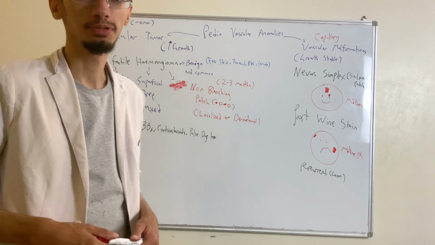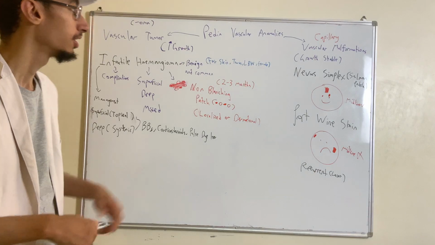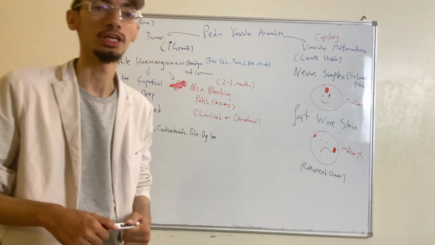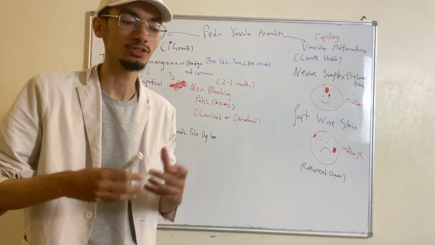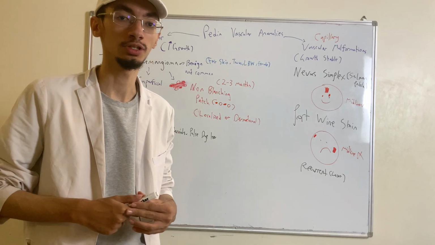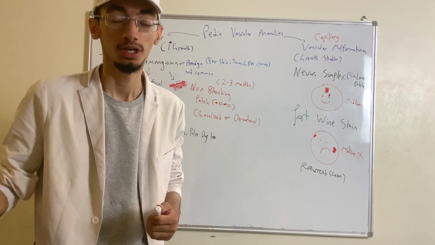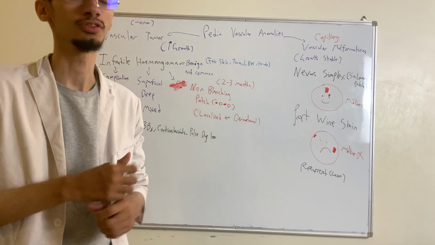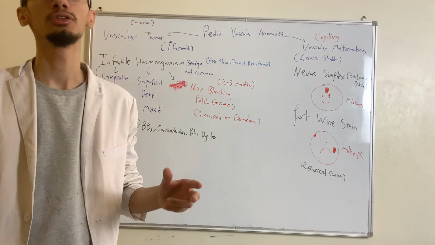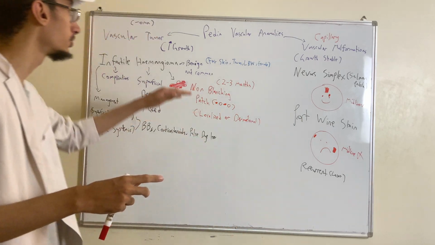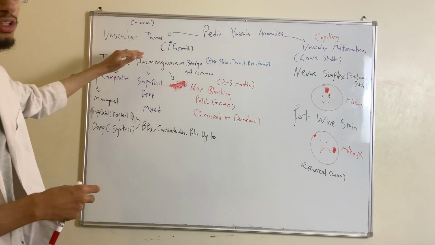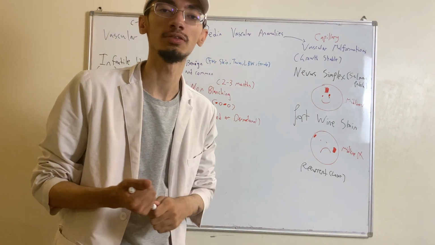Alright, so let's talk about pediatric vascular anomalies. Now, pediatric vascular anomalies, from the name, are abnormal things going on in the blood vessel that especially occur among infants at birth. There are so many types that you divide them into two groups, alright? The first group is the vascular tumors, and the second group is the vascular malformation.